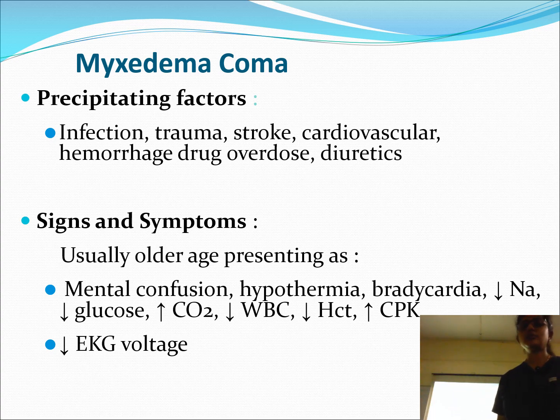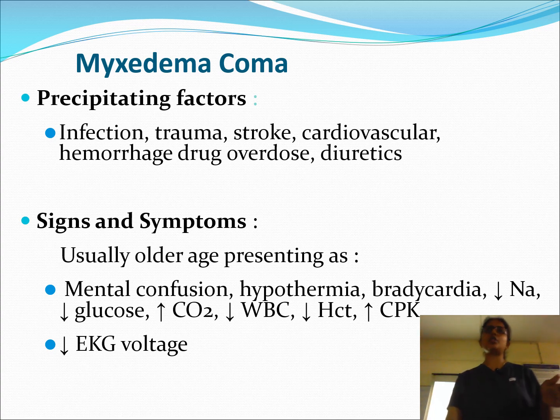What is myxedema coma? It is a prolonged form of hypothyroidism. When there is a precipitating factor, you see these symptoms. Precipitating factors include infection, trauma, stroke, cardiovascular hemorrhage, drug overdose, and diuretics. Myxedema coma is seen in older patients. They present with mental confusion. You can see hypothermia, bradycardia, hyponatremia, hypoglycemia, hypercapnia, decreased WBC count, decreased hematocrit, and increased CPK level. In ECG you can also see a low voltage ECG.